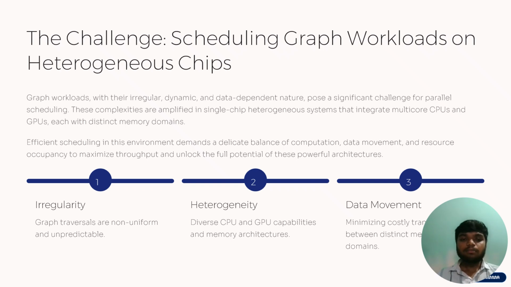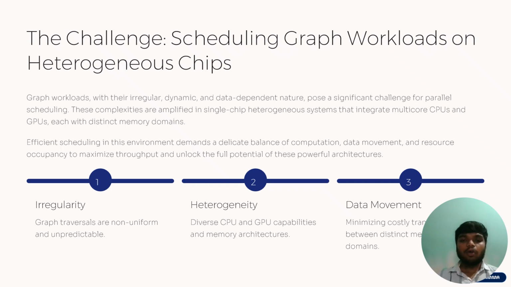The paper, Efficient Situational Schedules of Graph Workloads on Single Chip, Multi-Chips and GPUs, tackles this problem by designing a scheduling strategy that adapts to both the structure of the graph and the hardware architecture. Irregularity, heterogeneity, and data movement. These are the three challenges in graph workloads.